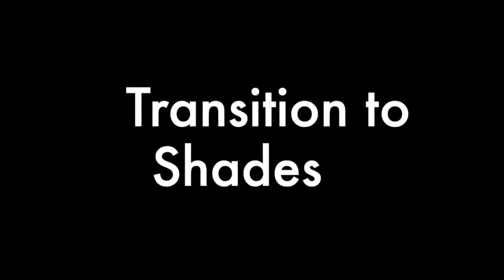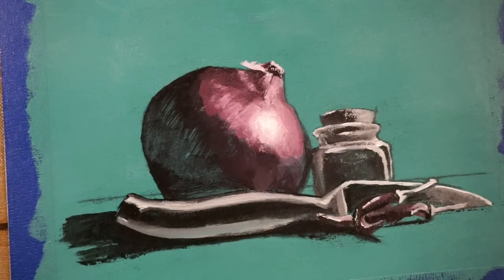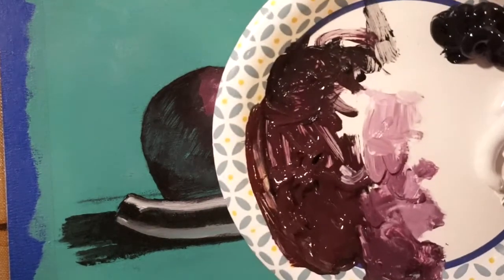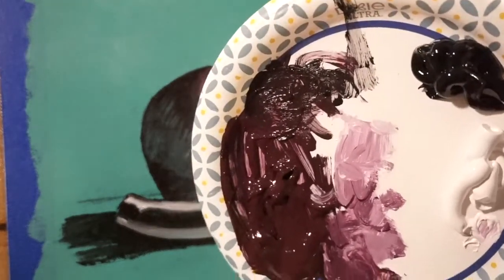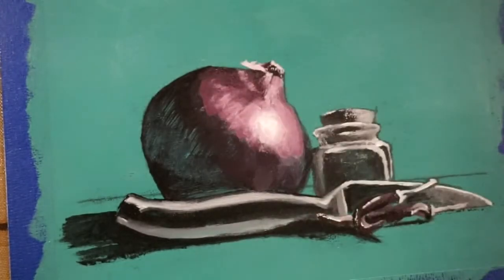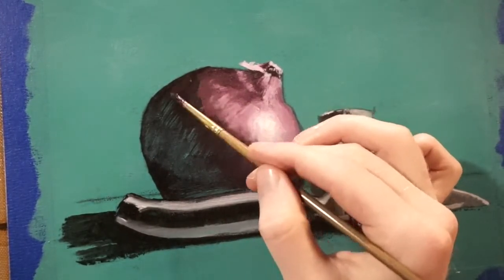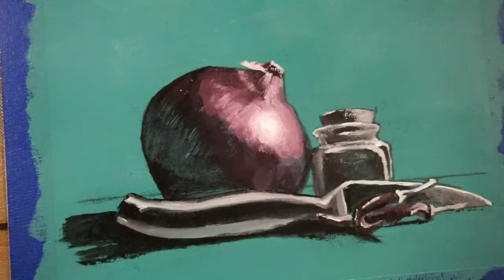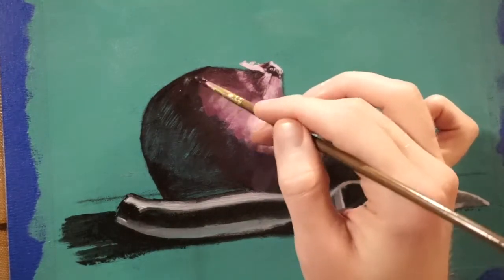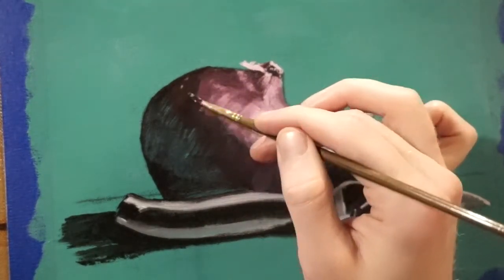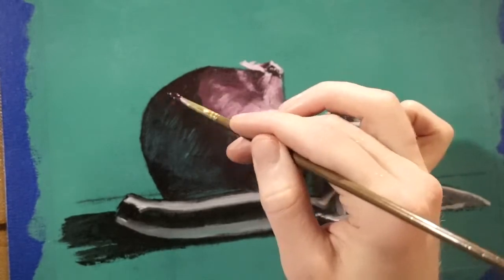Now I'm going to transition to my shades. And so it's basically the same process. I'm using black and that main color. Now I'm going to go through the dark half of the value scale. So obviously my core shadow and cast shadow and those areas are going to be really dark, but now is when I need to consider the reflected light.